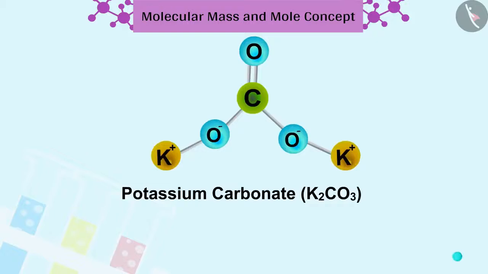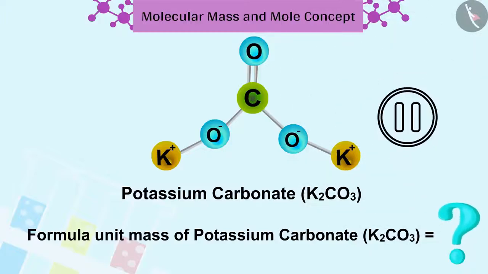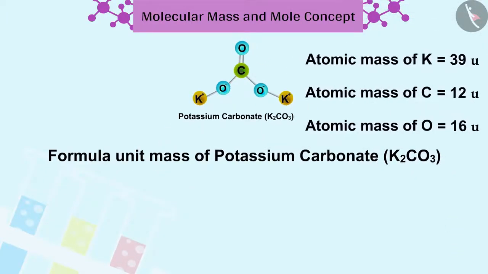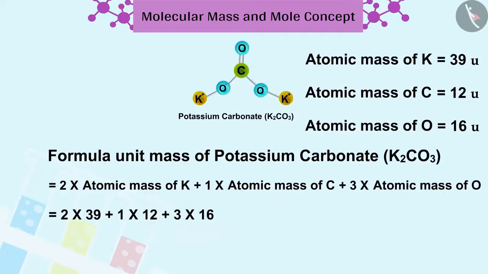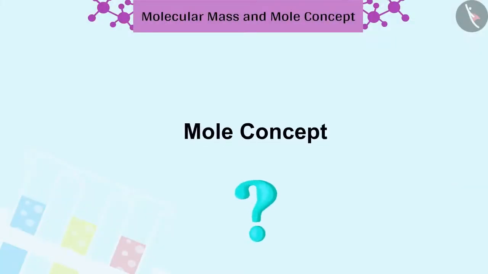Friends, can you find the formula unit mass of potassium carbonate, K2CO3? To answer the question, you can stop the video. Well done, friends! You have found the perfect answer. The formula unit mass of potassium carbonate is 138 U.